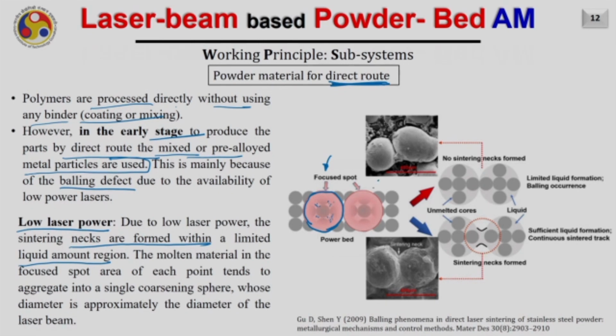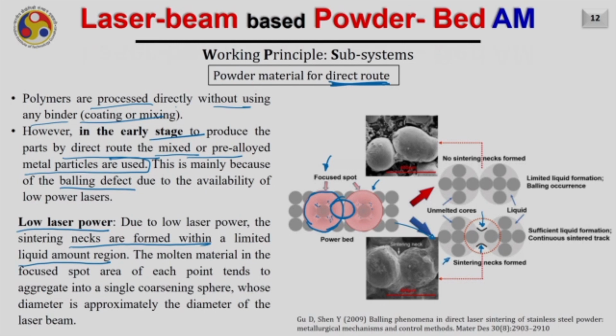Similarly, if we consider another spot, after some time, in this region only the liquid material will be available. So if we look at the powder particles that are joining these two consecutive spots, just look at this diagram. Conventionally, there must be some liquid region available here, and that will be called the sufficient liquid formation, and that will give us a continuous sintering track.